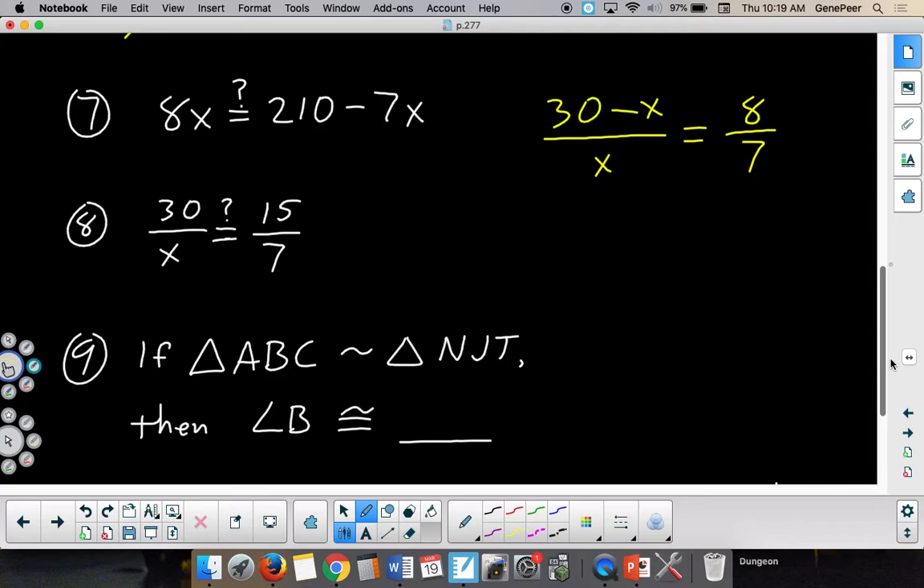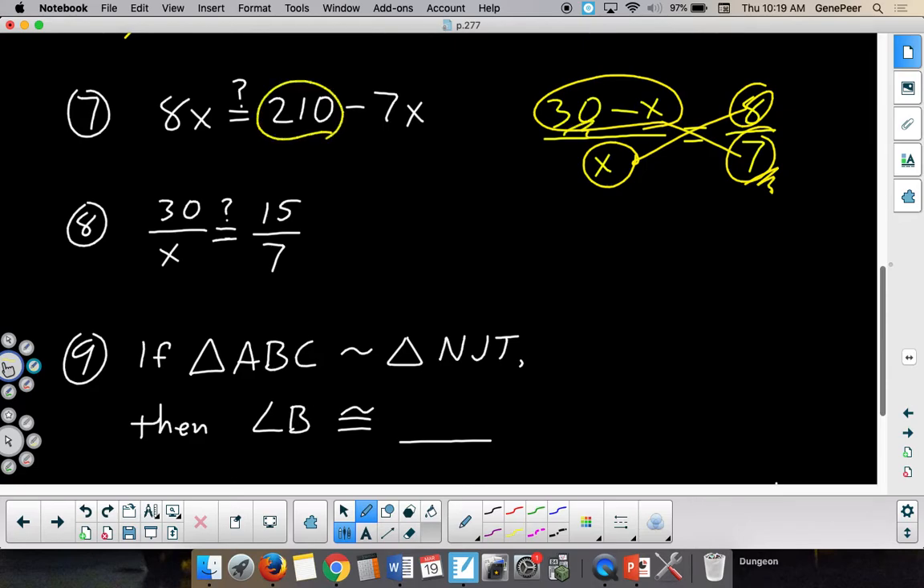Number 7 looks like another attempt to cross multiply. Did they do it right this time? Well, they took the 8 times the x, and then, did they do the 7 times the 30 minus x? Well, sure they did. 7 times 30 is 210. And minus 7 times x is 7x. Yes, they did it correctly. They did indeed cross multiply. That one is indeed correct.